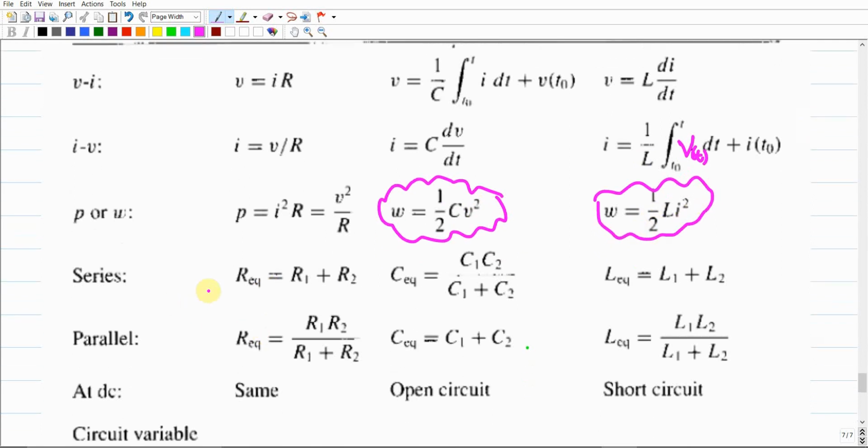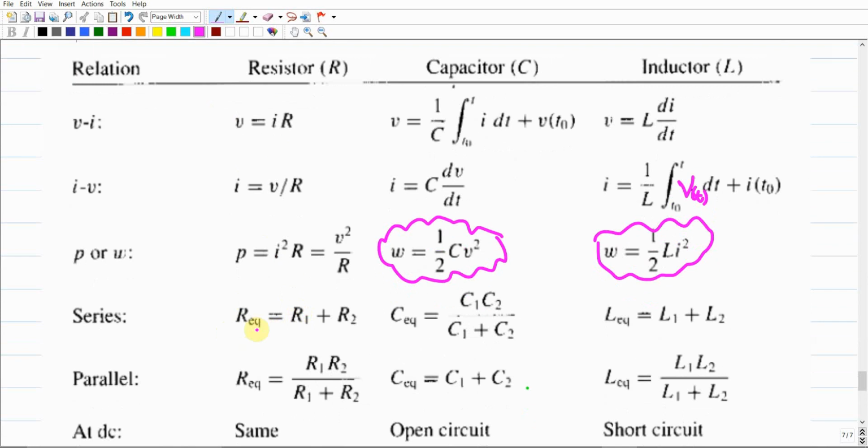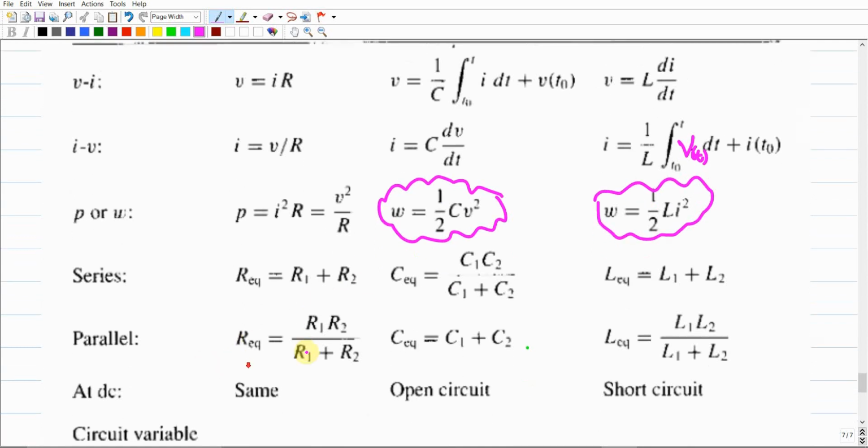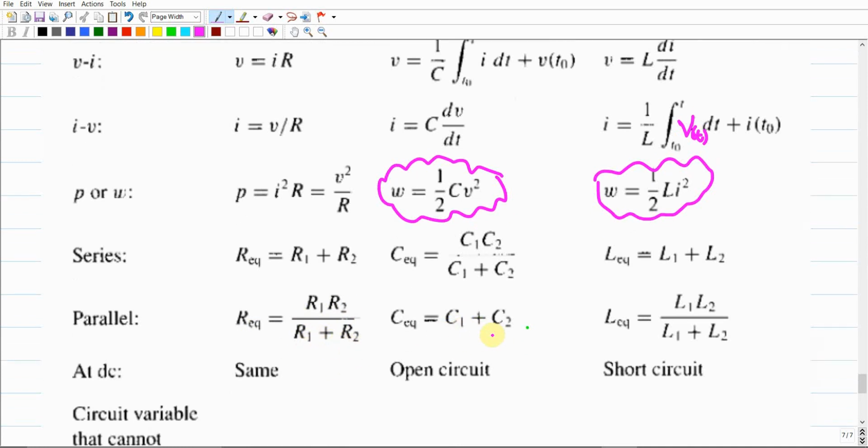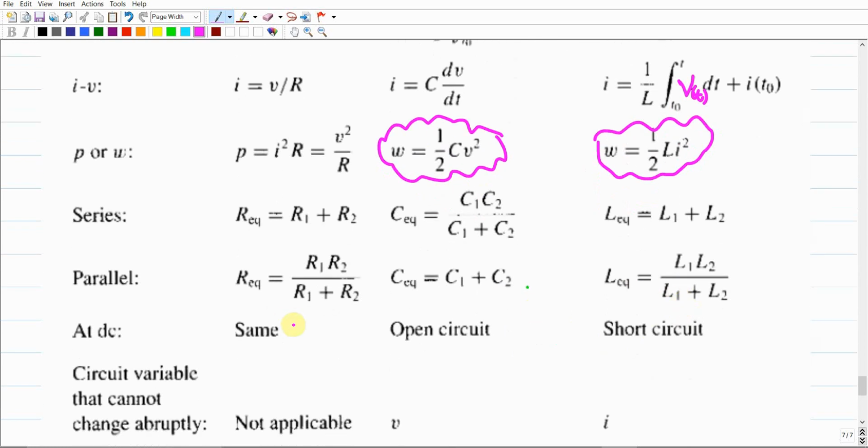In case you have series resistors, their equivalent is the sum of the resistances. The same thing holds for the inductor, but the capacitor works the opposite way. You deal with capacitors like parallel resistors. For parallel resistors, in case you have just two, their equivalent will be R1 times R2 over their sum, their multiplication divided by this sum. But for capacitors, it's just the sum of the capacitances. For inductors, it's typically the same as the resistor: the multiplication of the inductances divided by their sum.